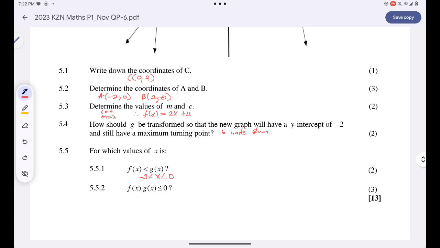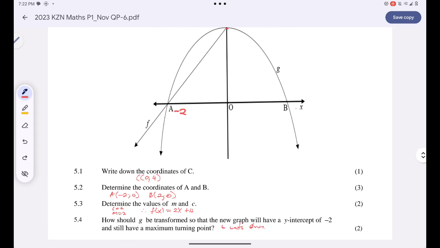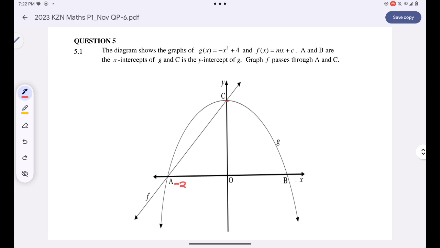Why? Because I know that whenever my graph is above the x-axis, my graph is positive. Whenever my graph is below the x-axis, my graph is negative. So I want the values of x whereby one graph is above the x-axis and the other is below the x-axis. As we've just seen here, whenever I move from the value of a going to the left, both of our graphs are below the x-axis. I don't want that. I want them to be in opposite directions. The one is above and the other one has to be below.